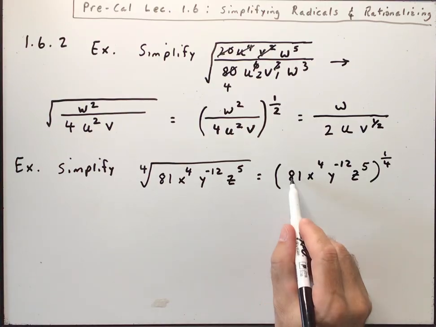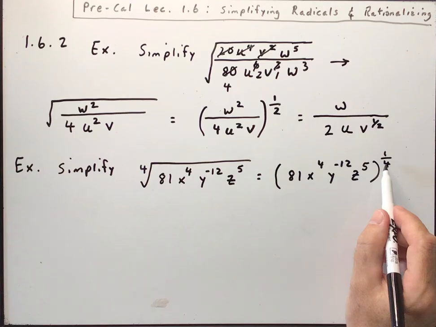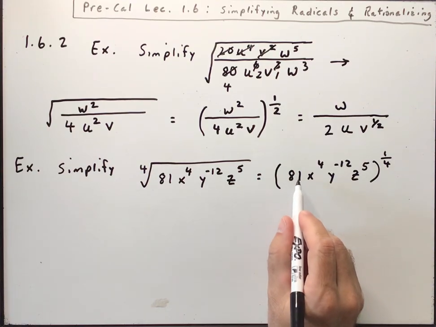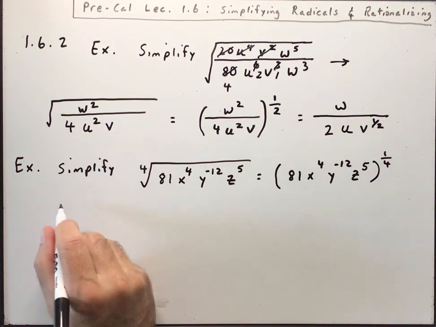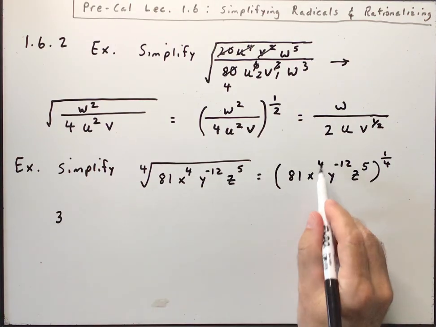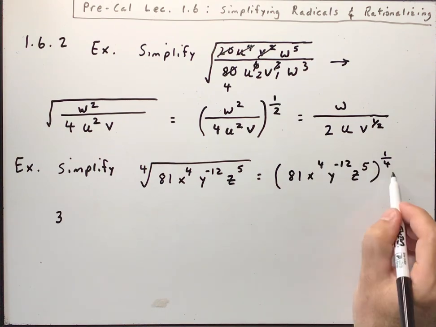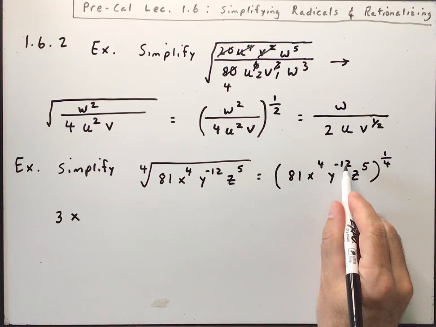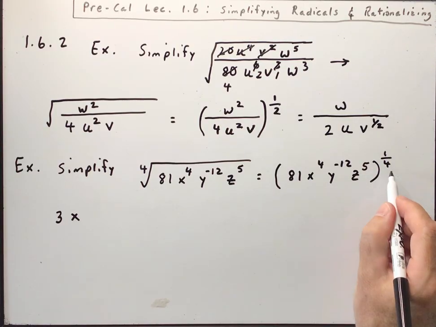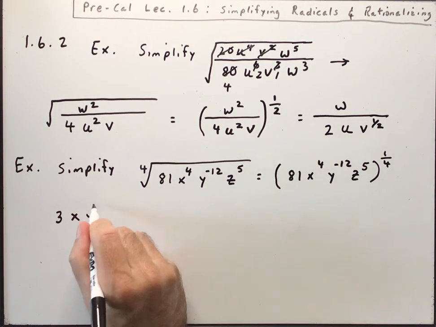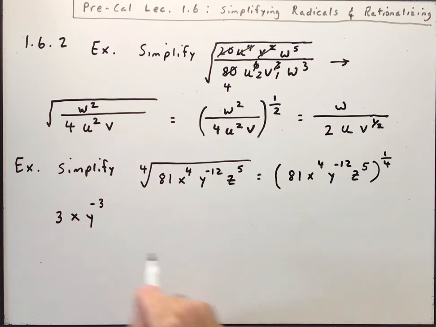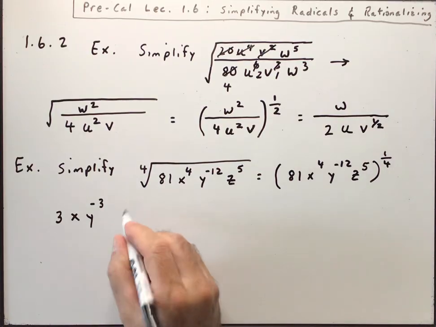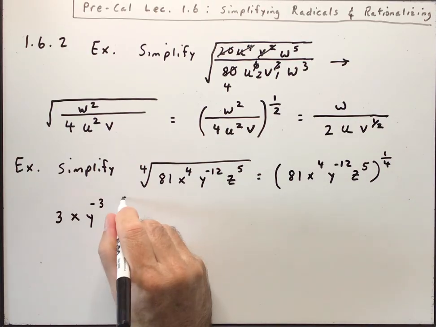Okay, so 81 to the 1/4. If you don't know what that is, just put it in your calculator and see what it is, but it's 3. 3 times 3 times 3 times 3 would give you 81. So we have a 3. x to the 4th to the 1/4. 4 times 1/4 is 1, so we are just left with x. y to the minus 12 to the 1/4. So minus 12 times 1/4 would be y to the negative 3. And then z to the 5th raised to the 1/4. 5 times 1/4 is 5 over 4. So z to the 5/4.